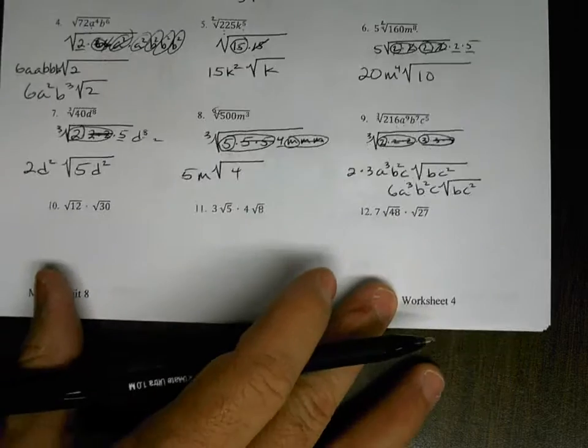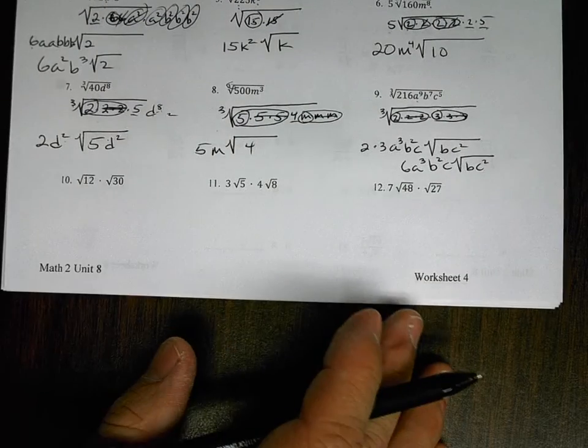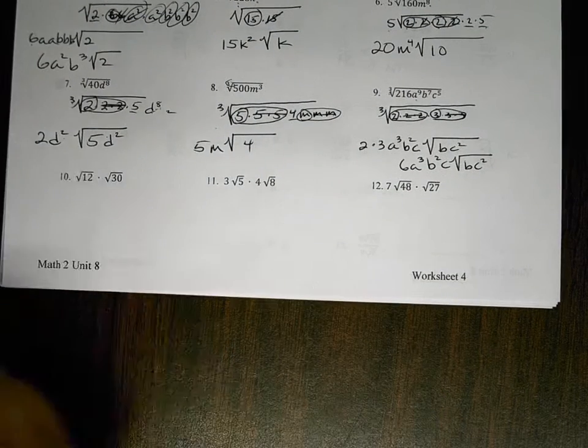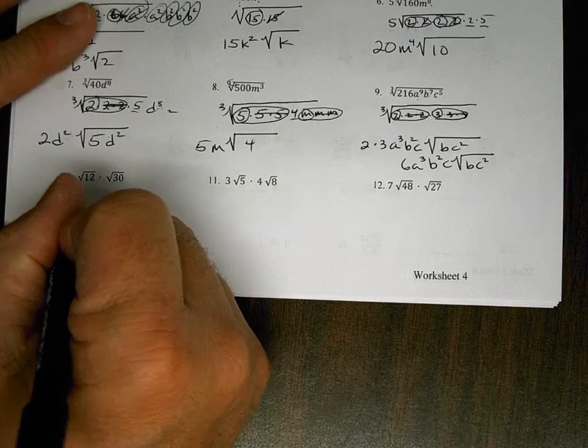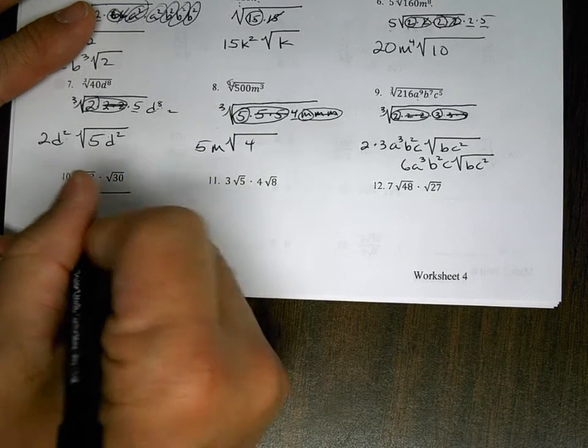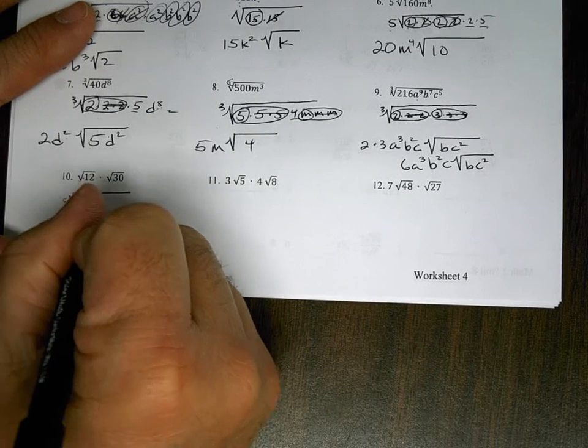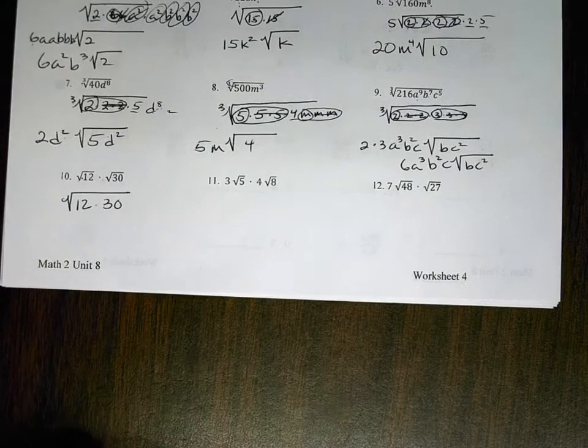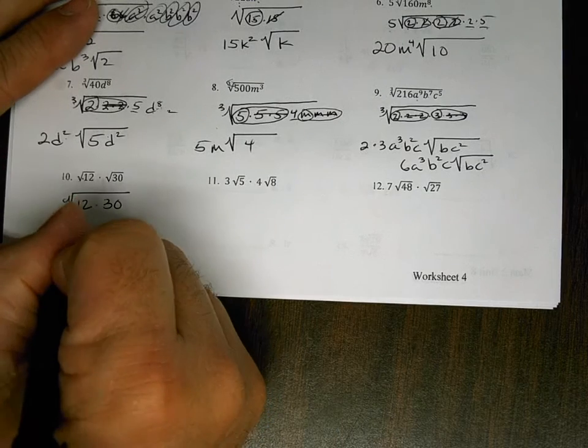Alright, when we multiply square roots or any roots, if they're the same root, we can multiply them, and we basically put them both under the same roof. So square root 12 times square root 30 is just the square root of 12 times 30. I don't multiply them together because I'm going to end up breaking them up anyways.